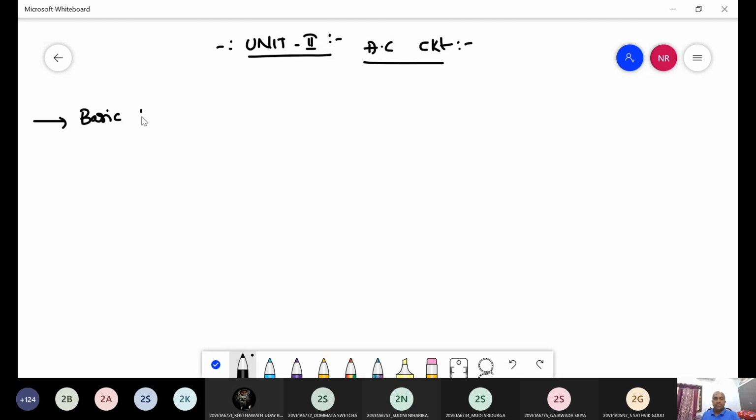What are those definitions? What is meant by cycle? What is meant by time period? What is frequency? What is the peak value, the maximum value? Then instantaneous value, RMS value, average value. Then after that, form factor, peak factor. These are the definitions, right?